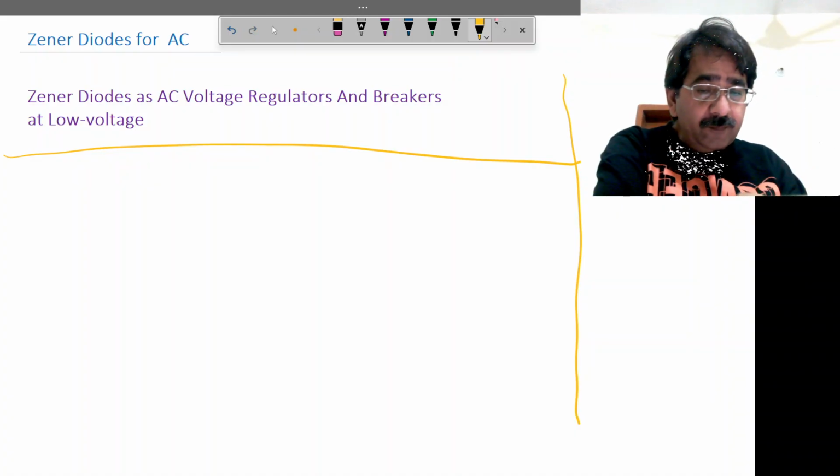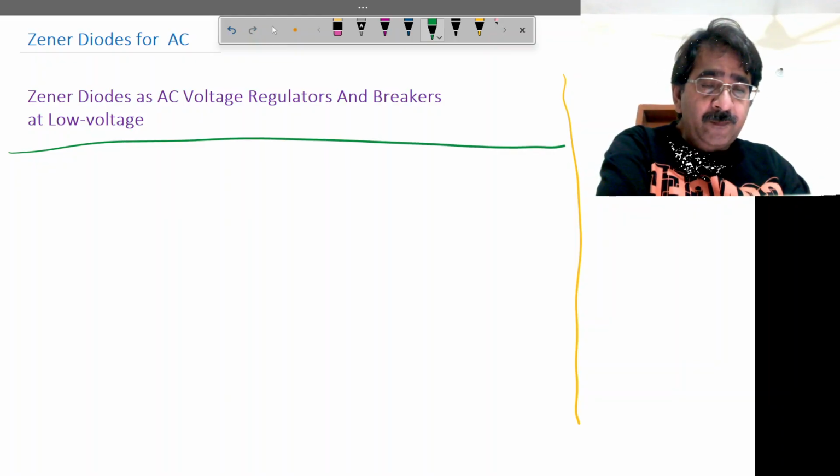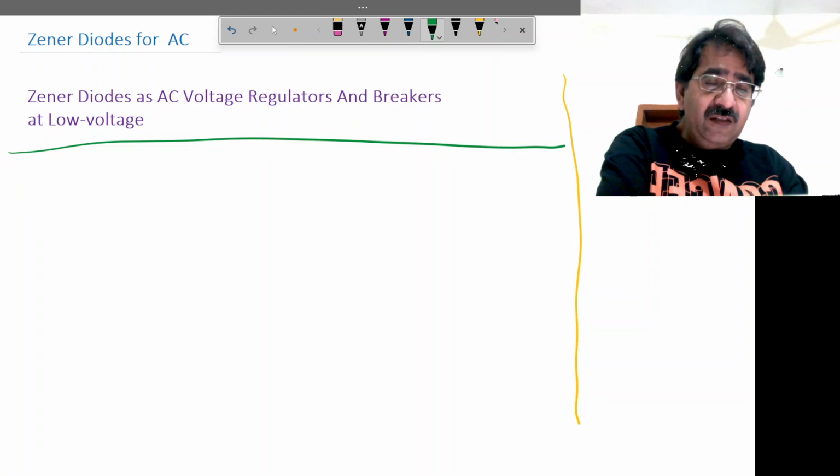So if I connect it in parallel to the load resistance, meaning the resistance of the appliance, then it will work as a voltage regulator, to supply a constant voltage. It is a voltage regulator for high voltage.